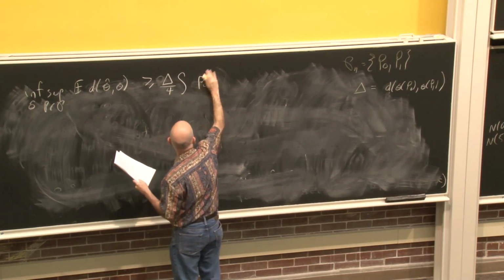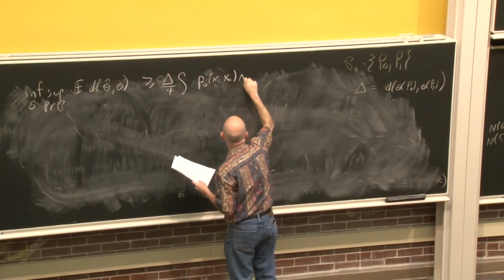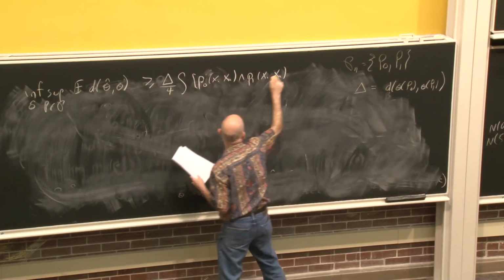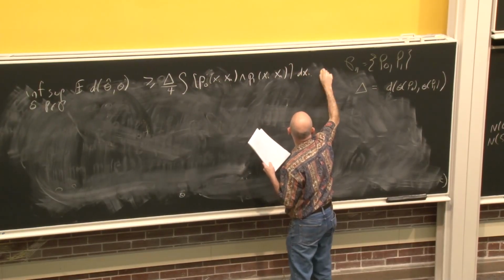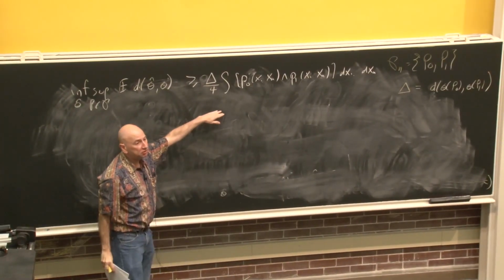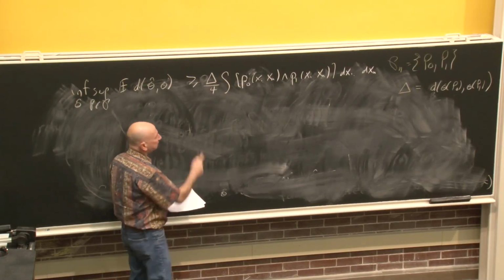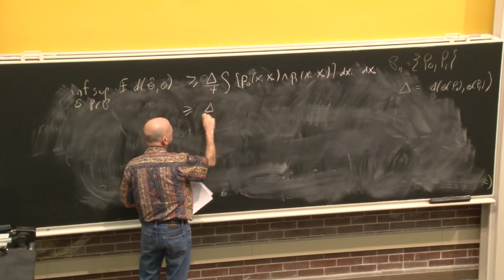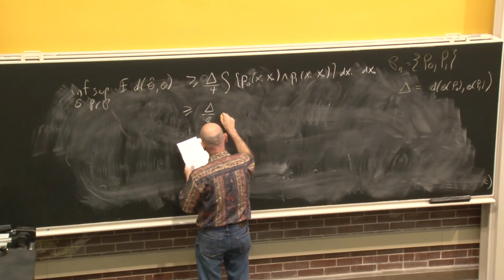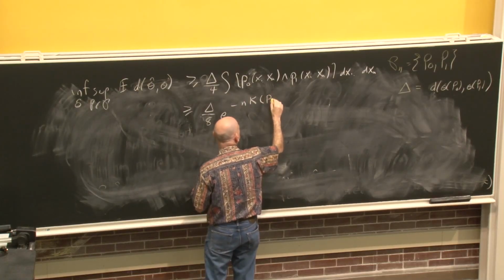By this, I just mean that, well, actually, let's just write it out completely. P0 at x1 through xn, minimum P1 at x1 through xn. This is a strange looking quantity. This is called the affinity between the two distributions, taking the minimum. But to make this a little bit clearer, I'm going to make a further lower bound. This is bigger than or equal to delta over 8 times e to the minus n times the Kullback-Leibler distance between P0 and P1.